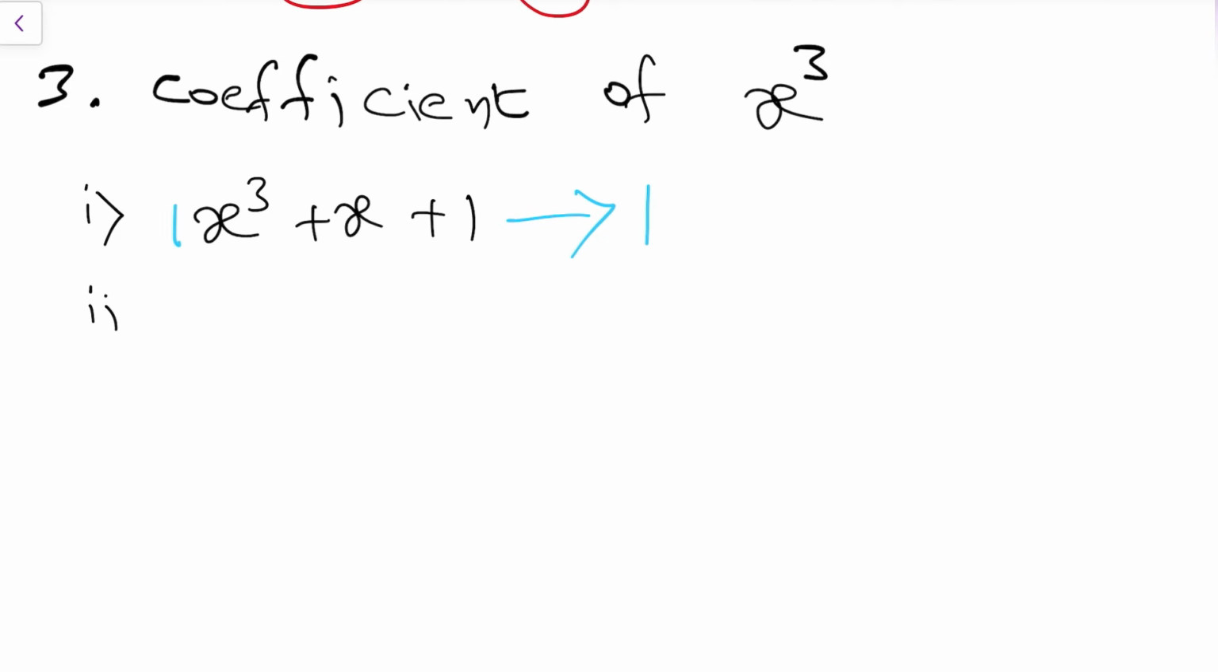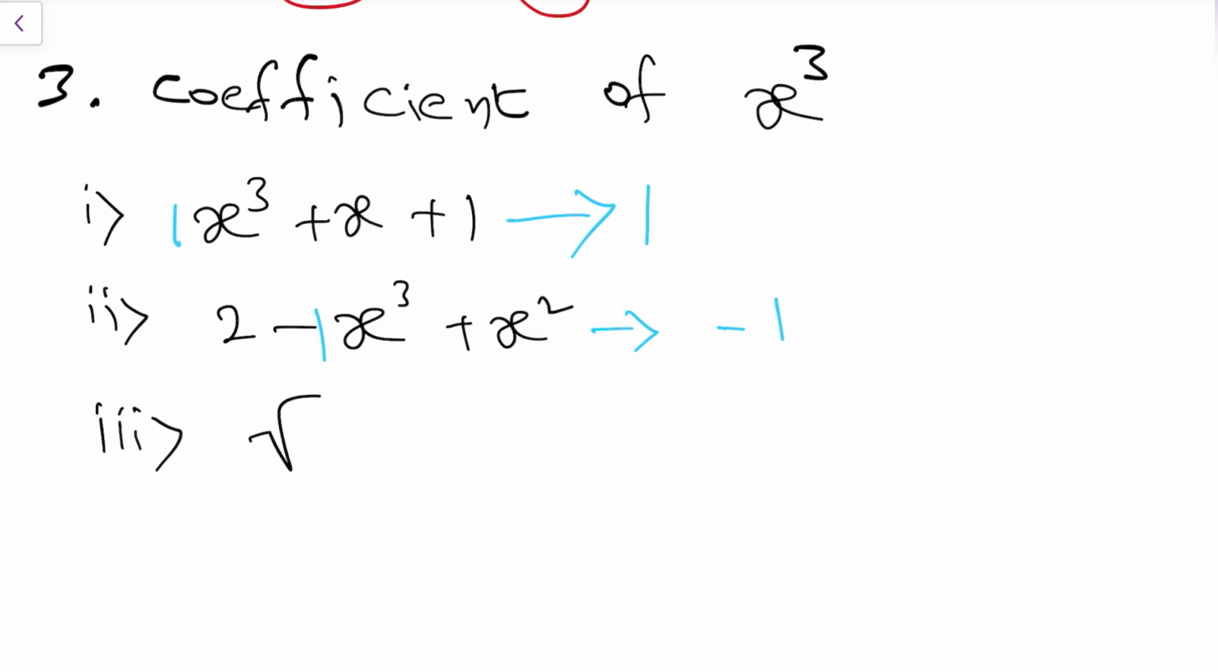Next, second question. 2 minus x cube plus x square. Here also before x cube no number is there, so it means 1. So already the minus symbol is there, then the coefficient of x cube will become minus 1. Next, question number 3.